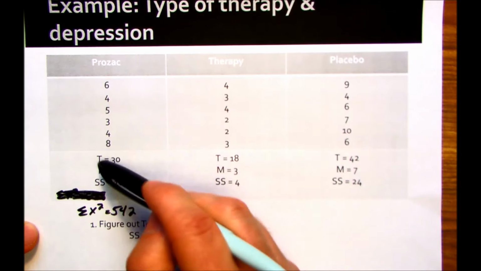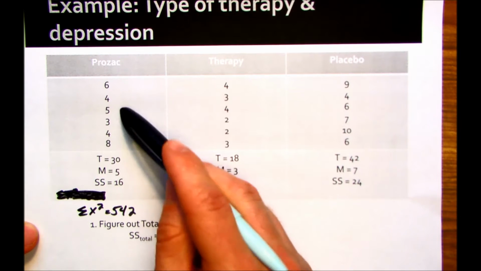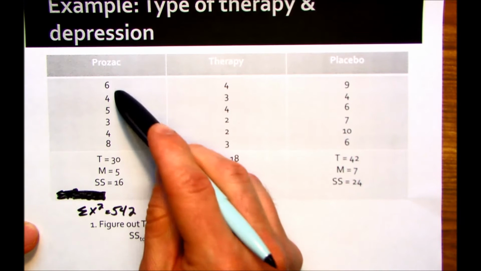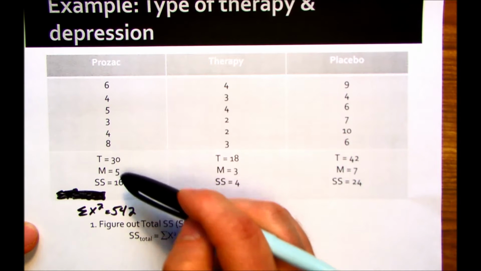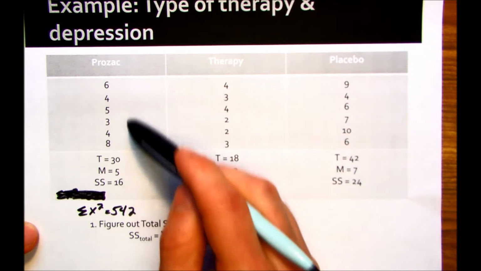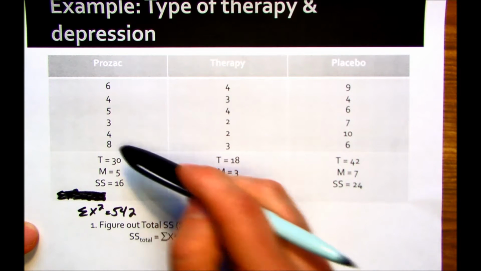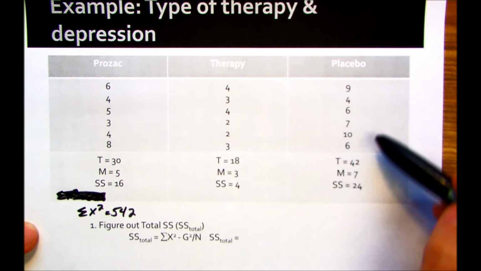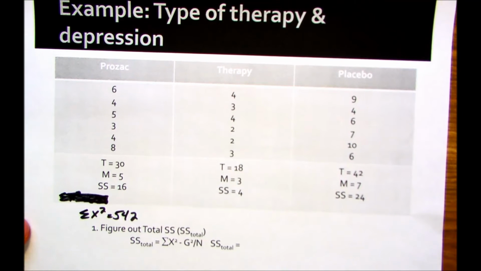If you add these up, the T means just the total for a particular group. So this adds up to be 30. 30 divided by 6 would give us a mean of 5. And then here's our sum of squares for this set of data. And then for the therapy condition, same thing for our summary data, and summary data for a placebo group.